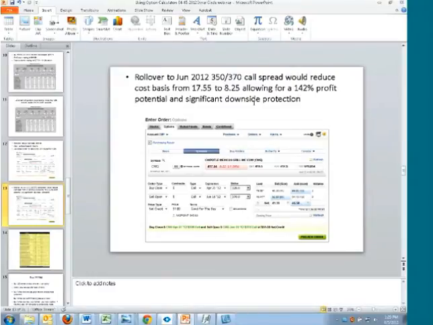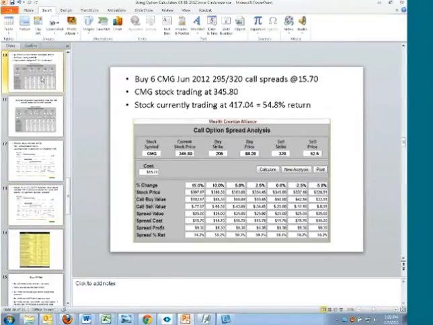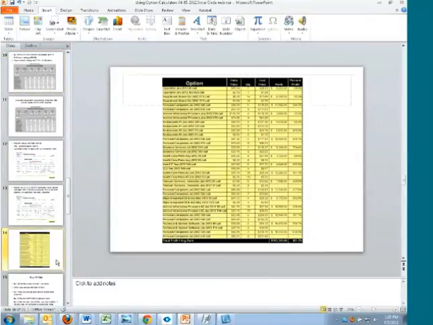So we'll normally do this with option spreads as well as option purchases if the stock still has good fundamentals and good technicals. And in this example, Chipotle does, and we'll probably roll this over. So again, using the calculator before we even take the trade, we can get an idea of the profit potential for the trade before we even take it. And this has worked out real well for us.